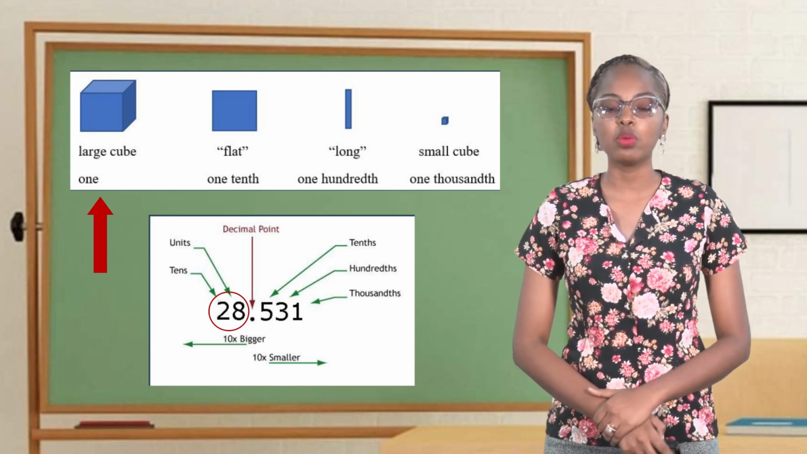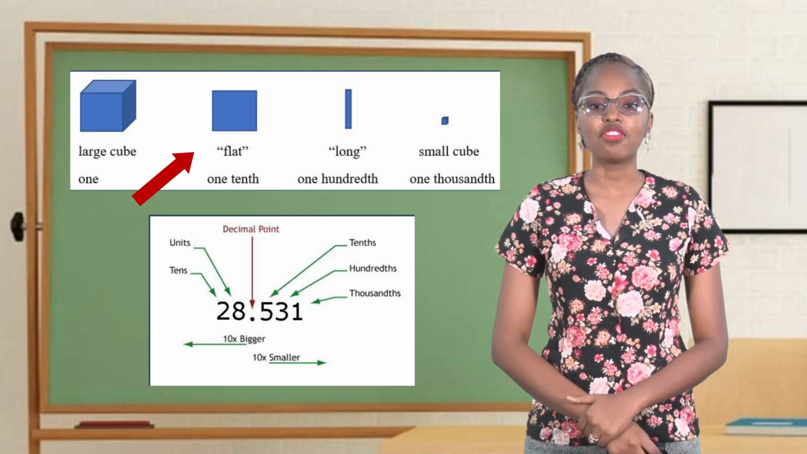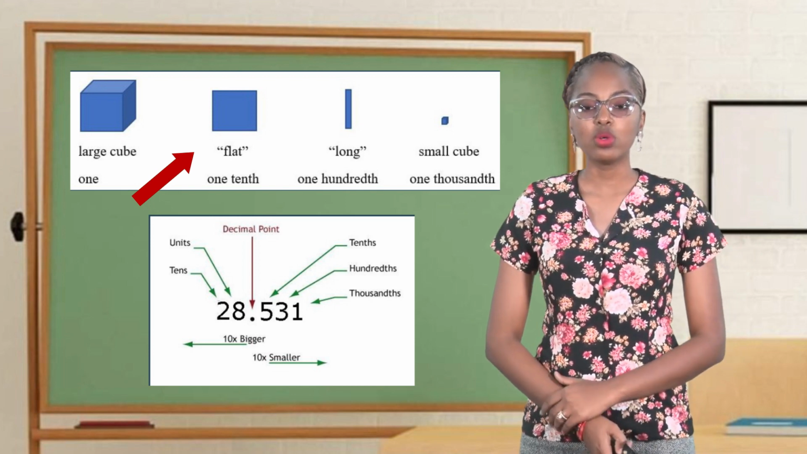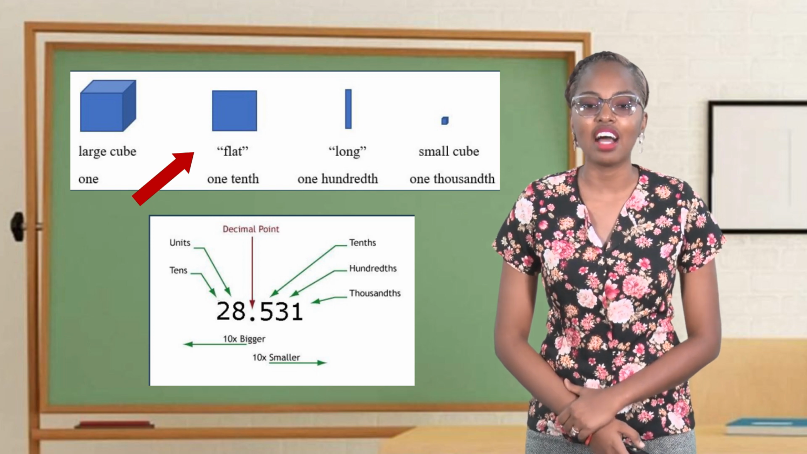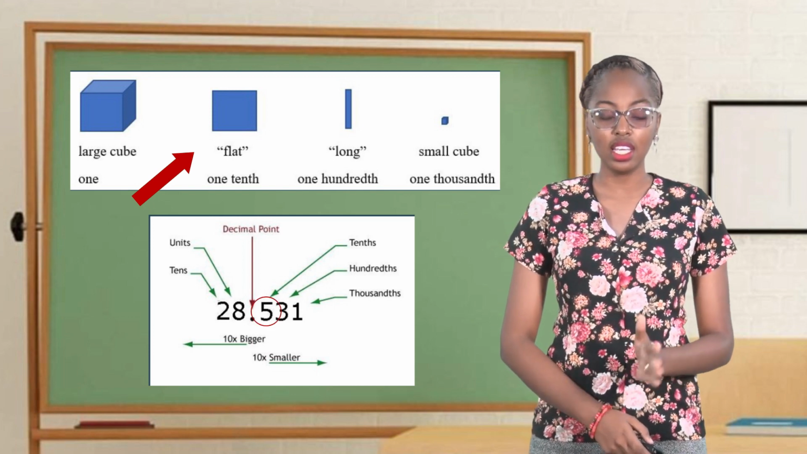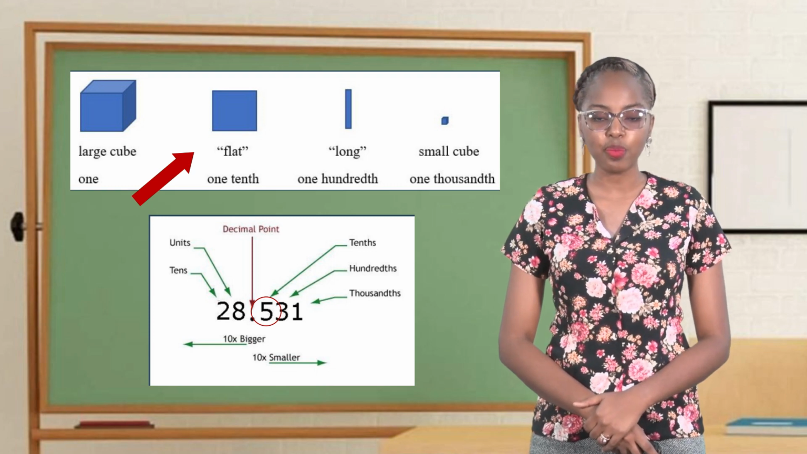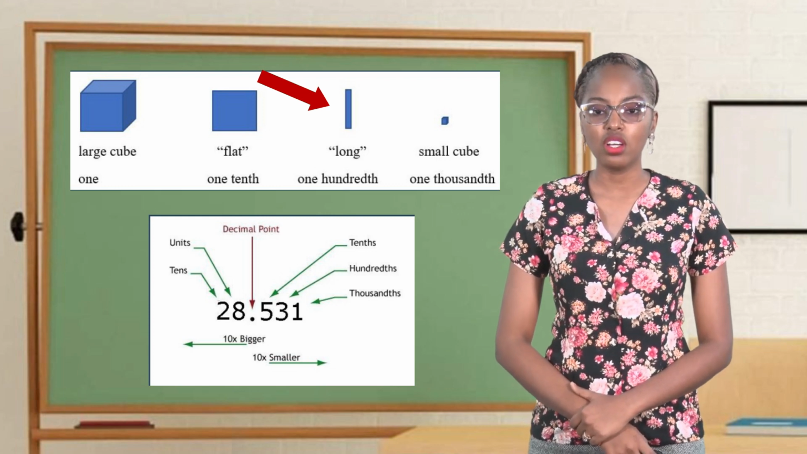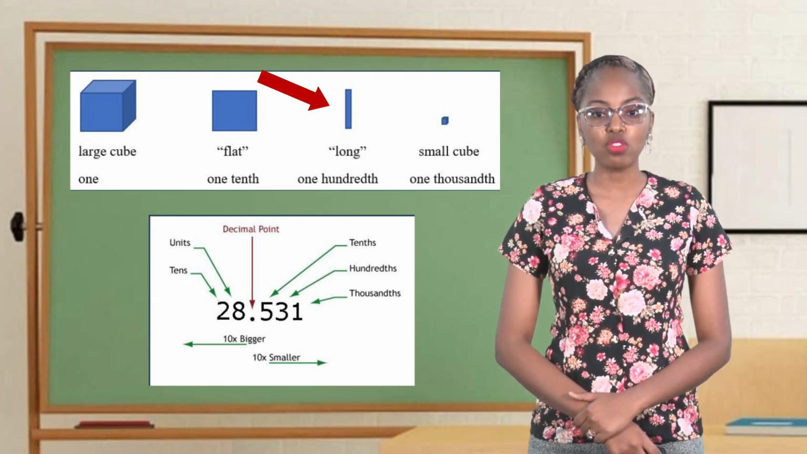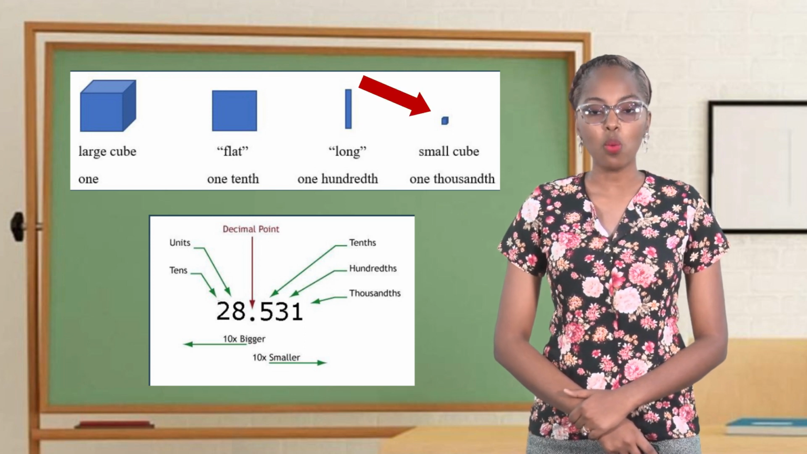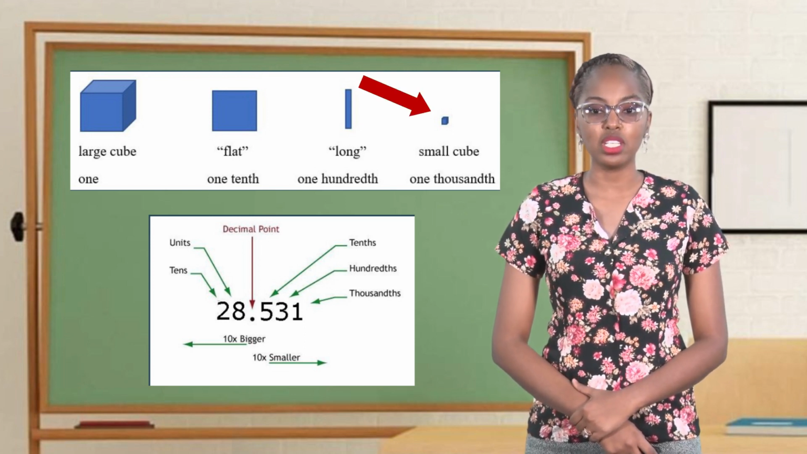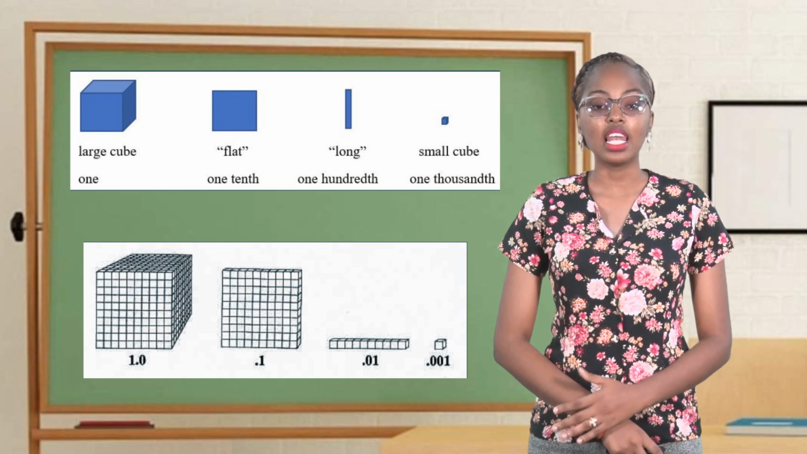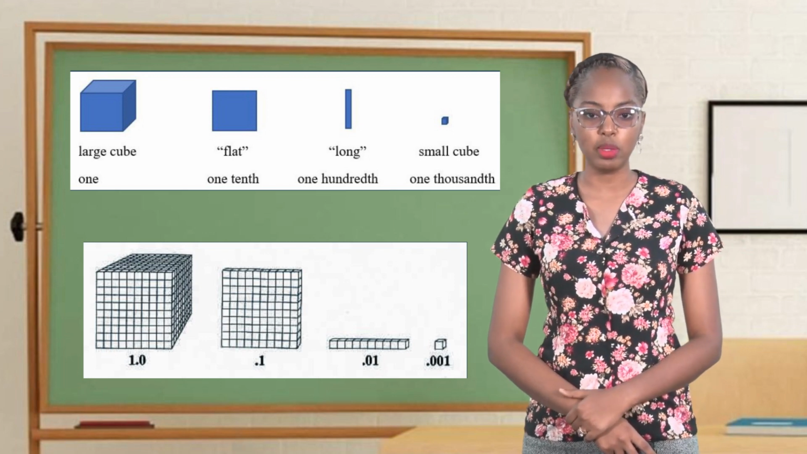28.531. The whole number there would be 28, while the flat image or the square is used to represent tenths. Those are the numbers that come exactly after the point. In the case of the number 28.5, that number would be 5. Then you have the long rectangular image that is used to represent hundredths, while the small cube is used to represent thousandths. Now below, there's an enlarged image of what was explained just now.